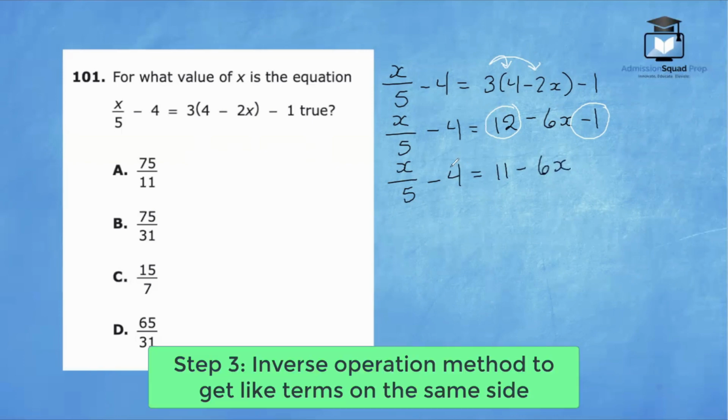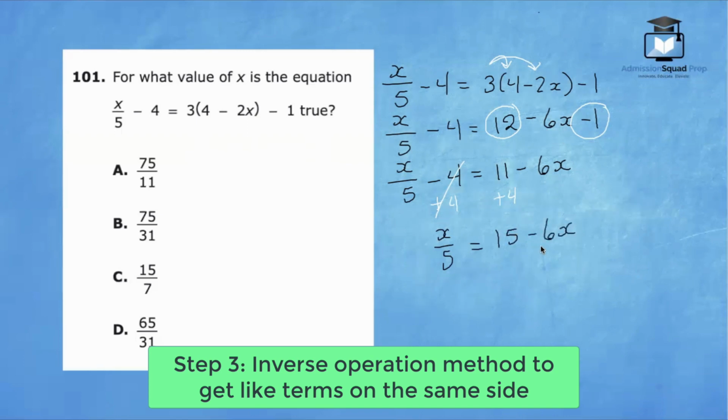Our next step is to get the like terms on the same side. So I noticed that both negative 4 and 11 are constants, which means terms that don't have a variable. In order to move the negative 4 over to the right, we're going to add 4 to both sides. Negative 4 plus 4 will cancel out. Our new equation is x divided by 5 equals 15 minus 6x.